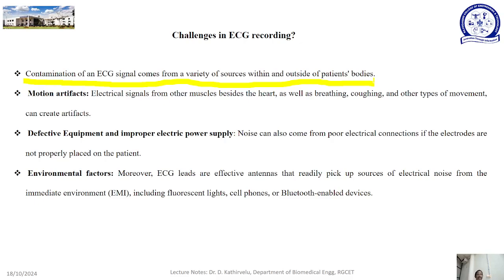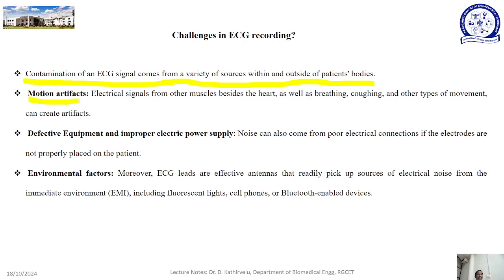for the patient. So, what are the challenges in recording ECG? The generation of an ECG waveform which is very pure, which is free from noise, is of importance. What are the various challenges?